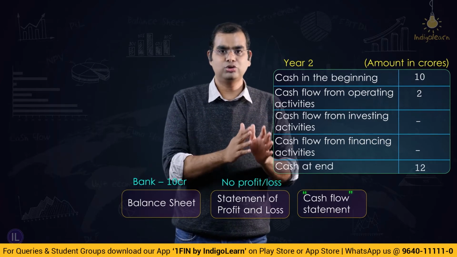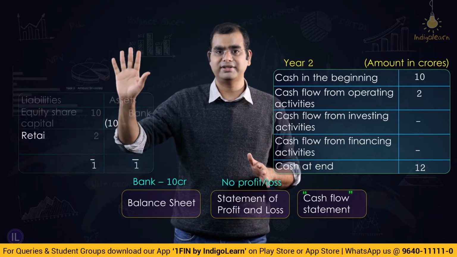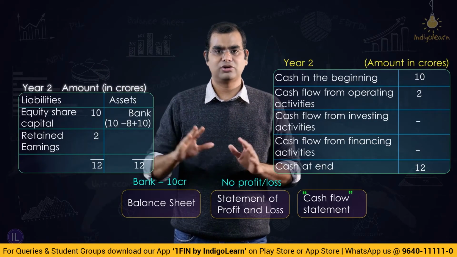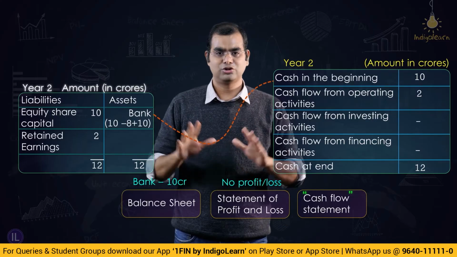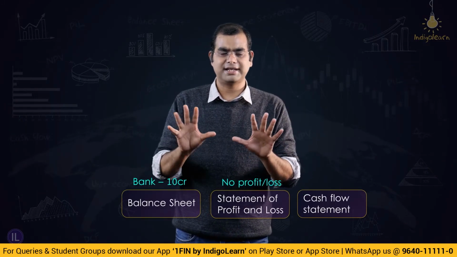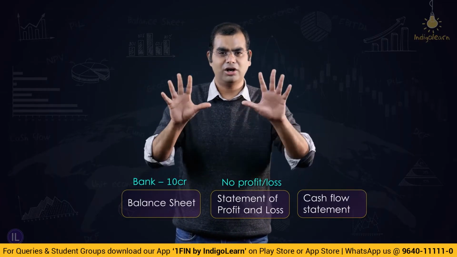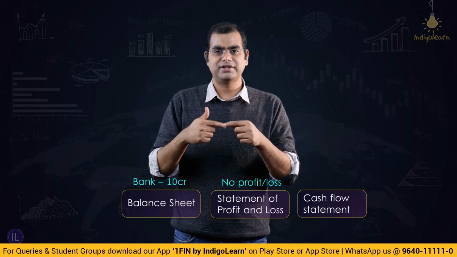So in year 2, the closing balance of cash is 12 crores, and remember the balance sheet of year 2 where we said the cash balance is 12 crores. Both of them are matching, correct? So far so good. So now you've broadly understood what happens in a cash flow statement, what happens in a P&L statement, what happens in a balance sheet. Broadly, we will get into depths of each of these things, right?